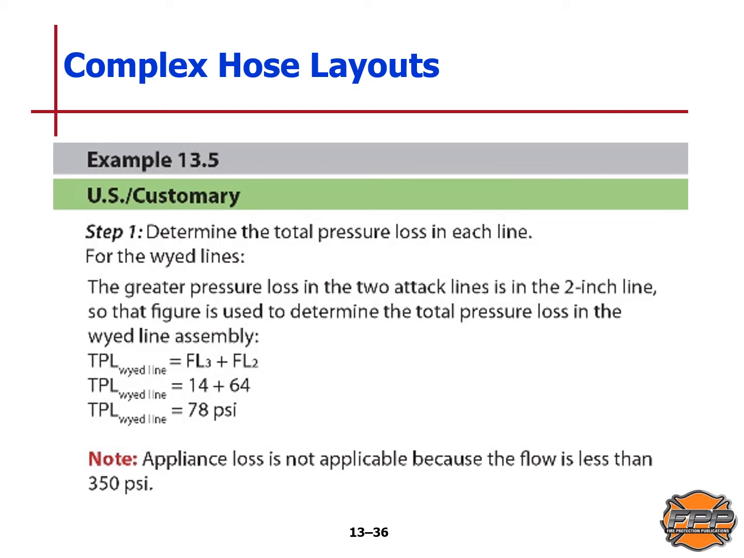Now step 1, determining the total pressure loss in each line for the wide lines. The greater pressure loss in the two attack lines is the 2-inch line, so that figure is used to determine the total pressure loss in the wide line assembly. The total pressure loss of the wide line equals the friction loss of 3 plus the friction loss of 2. So the total pressure loss of the wide line is 14 plus 64, which is 78 psi. Note, the appliance loss is not applicable because the flow is less than 350 gallons per minute.